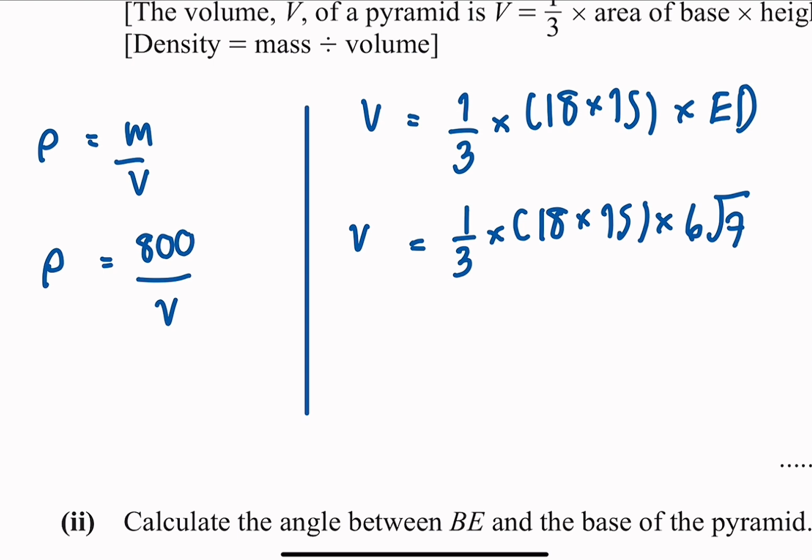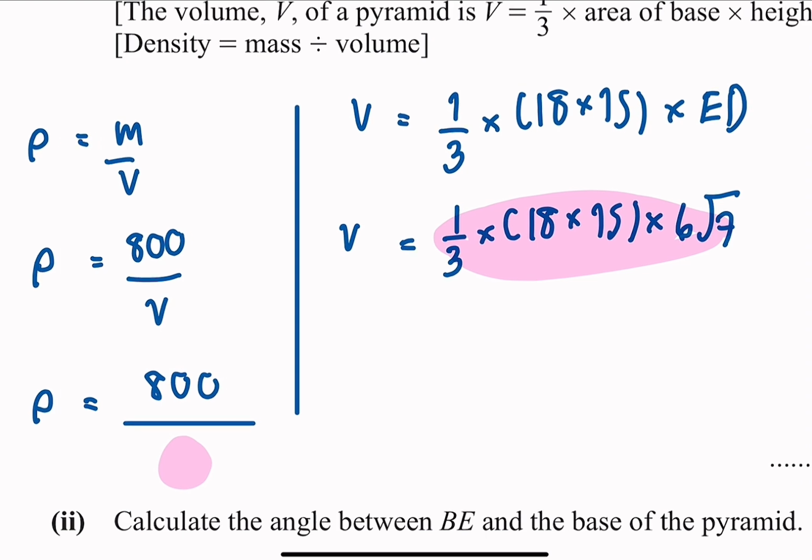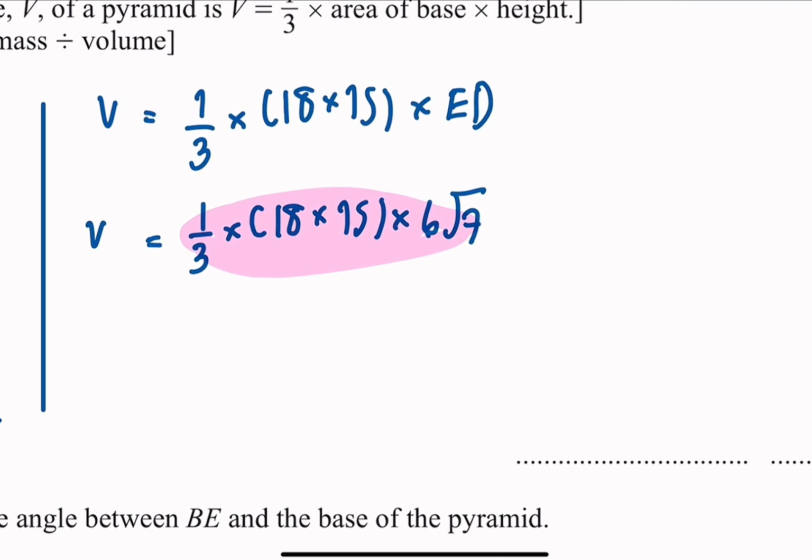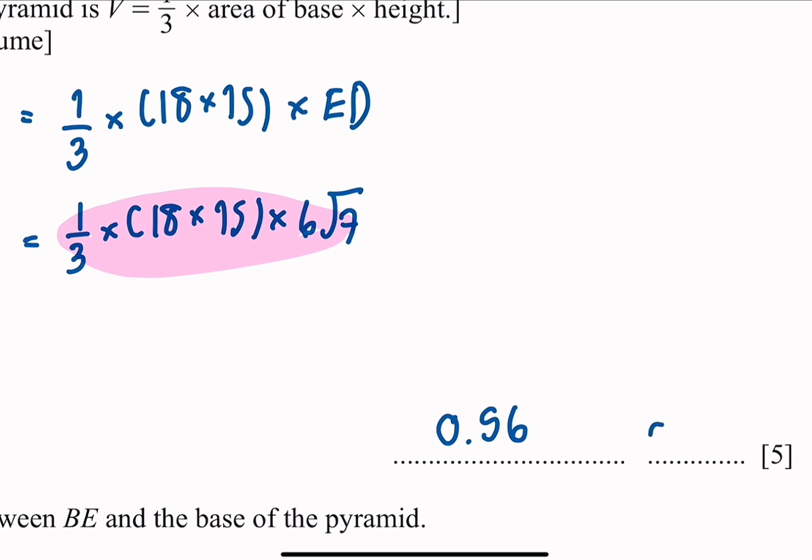And then the density will be 800 over this volume. Therefore, your answer will be 0.56 gram per meter cube or centimeter cube. Just choose one of them.